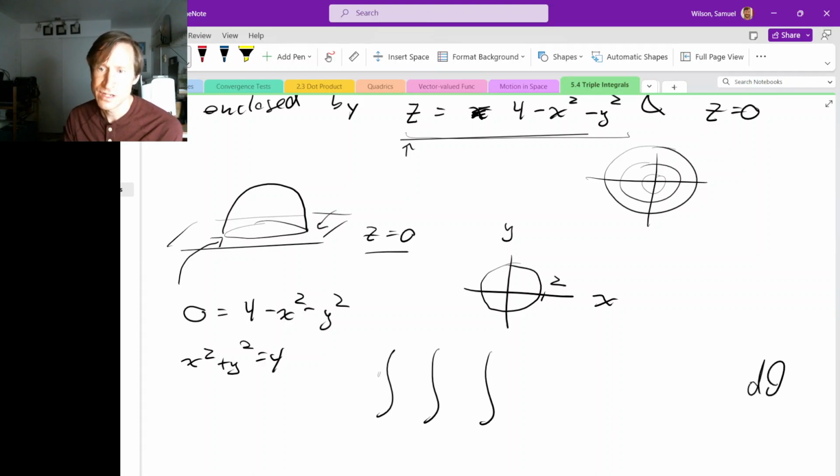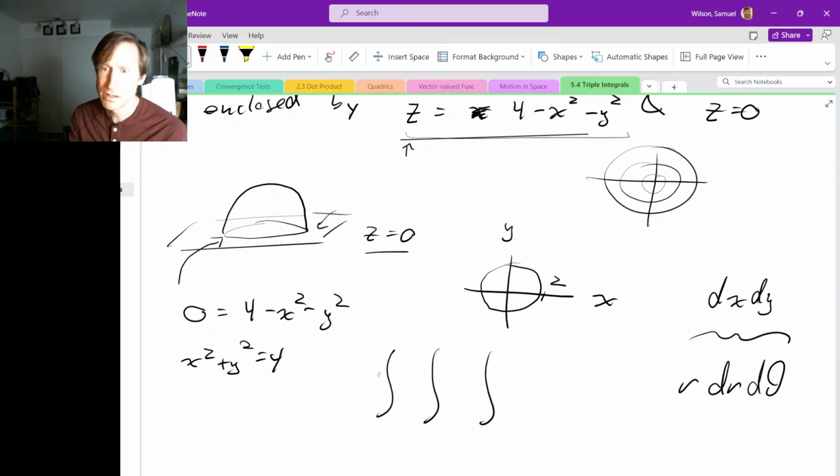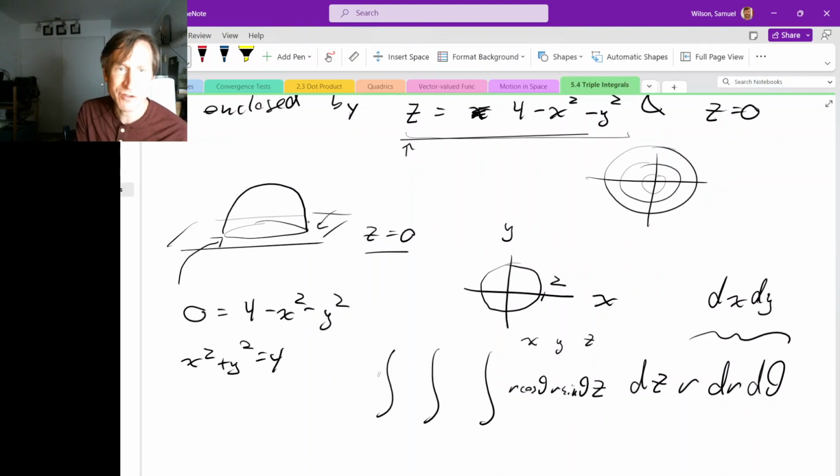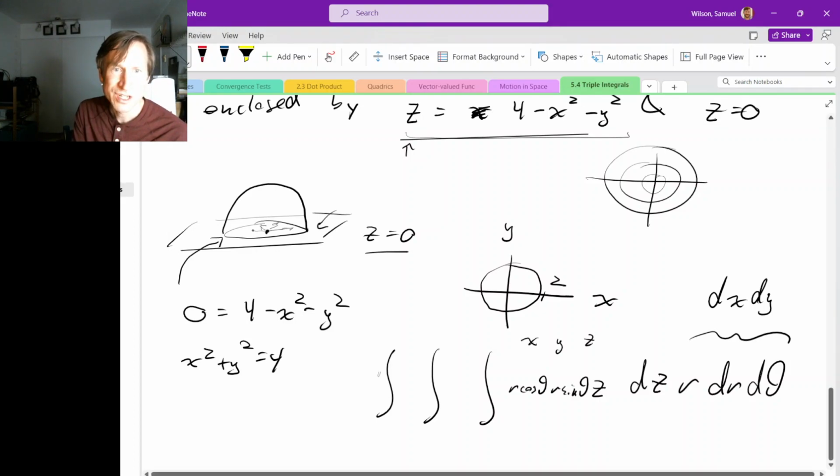So we use d theta and dr, r dr d theta, so this is taking the place of dx dy. Now we need a dz. Okay, so our integrand was x times y times z. Z is still z, but x is now r cosine theta, y is now r sine theta. Okay, now we need to figure out our bounds. So what about the theta direction? If we're sitting at the origin, in what directions do we need to go to cover this region? Well, every direction, so 0 to 2 pi.